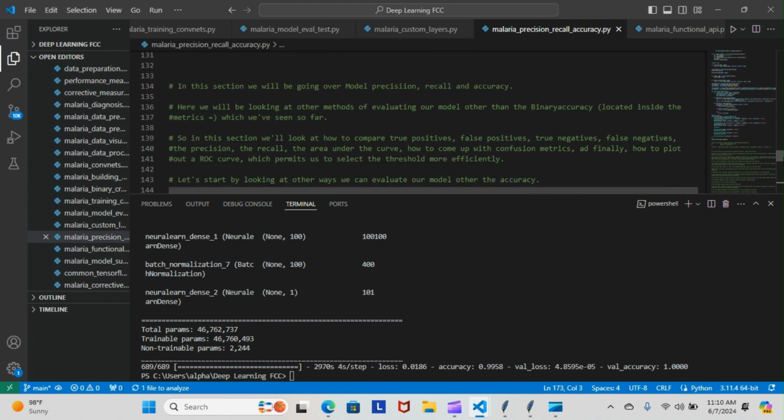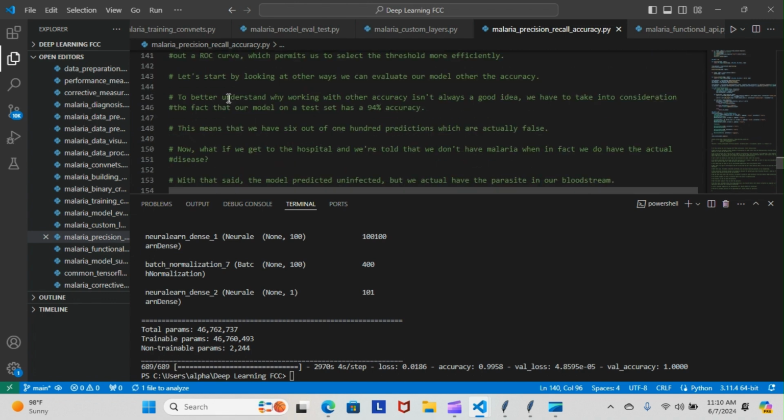So in this section, we'll be going over model precision, recall, and accuracy. Here we will be looking at other methods of evaluating our model other than the binary accuracy located inside the metrics, which we've seen so far. We'll look at how to compare true positives, false positives, true negatives, false negatives, the precision, the recall, the area under the curve, how to come up with confusion matrices, and finally, how to plot out an ROC curve, which permits us to select the threshold more efficiently. Now, let's start by looking at other ways we can evaluate our model other than accuracy.